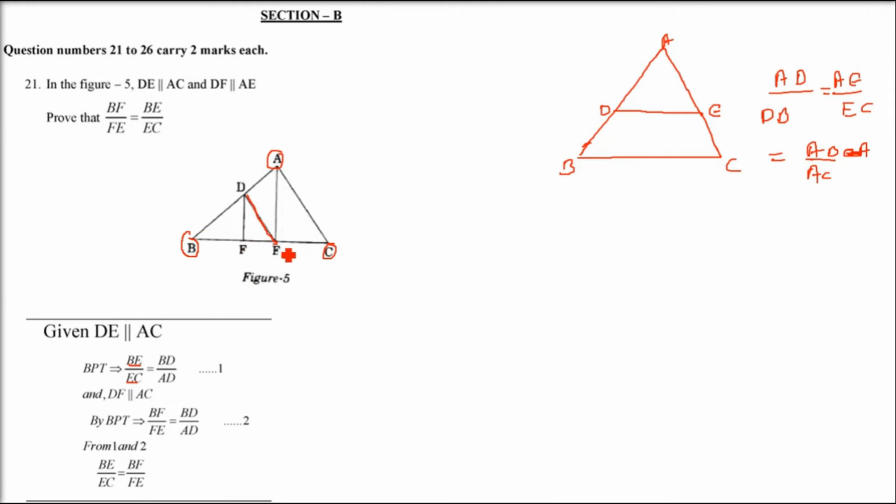Now we are taking triangle BAE. Here we have BF, so BF by FE equals BD by AD. Now in the first and second equation, BD by AD is common to both of them. So if they are equal, that means BE by EC equals BF by FE. And this is what we need to prove.